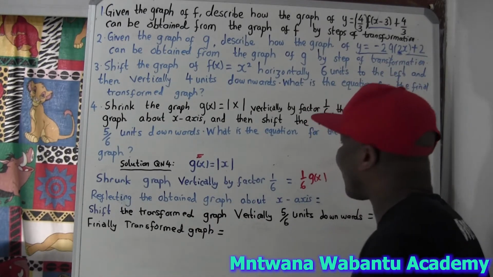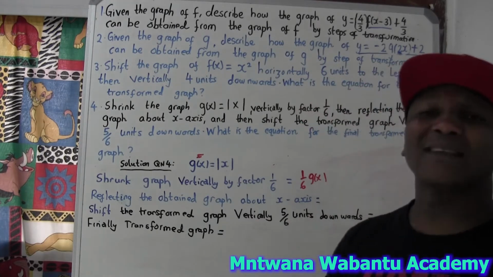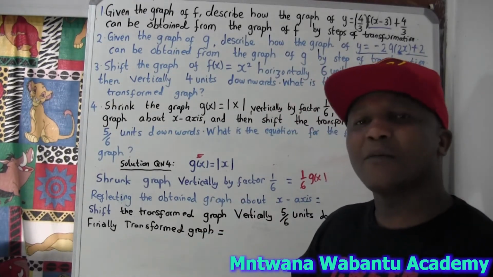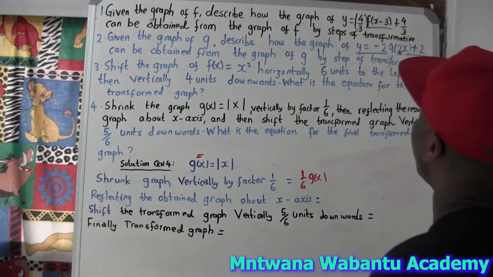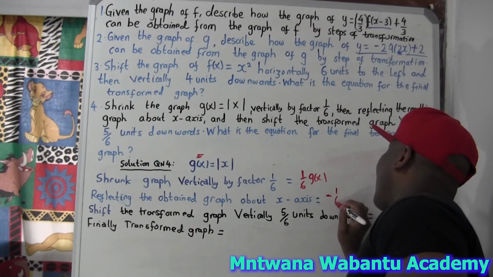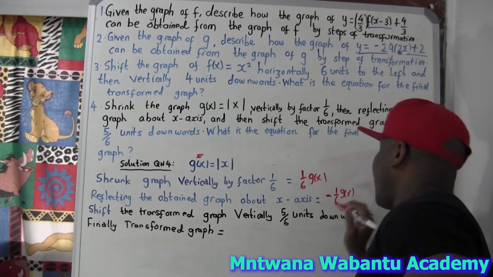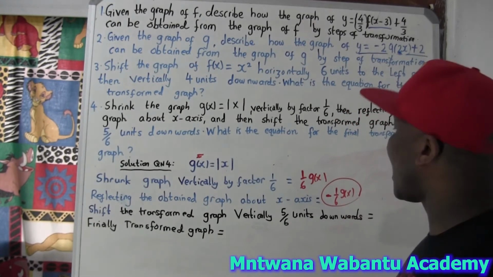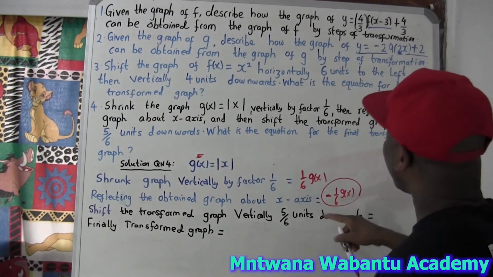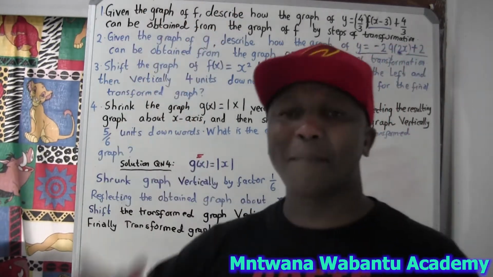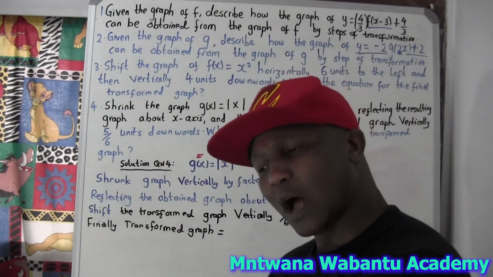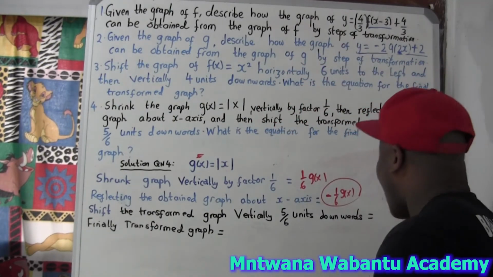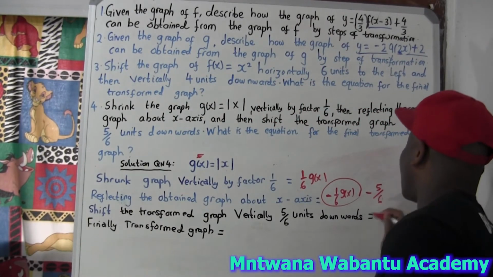This is the obtained graph. Reflect about the x-axis. When you reflect about the x-axis, if it's positive it becomes negative, and if negative it becomes positive. So when you reflect, this becomes -1 over 6 g of x. Now the last one: shift the transformed graph. This is the transformed graph. We have to shift it vertically 5 units. When you shift vertically, either you plus or you minus. But if someone said you go downward, that means negative. So 5 units downward means minus 5 over 6.